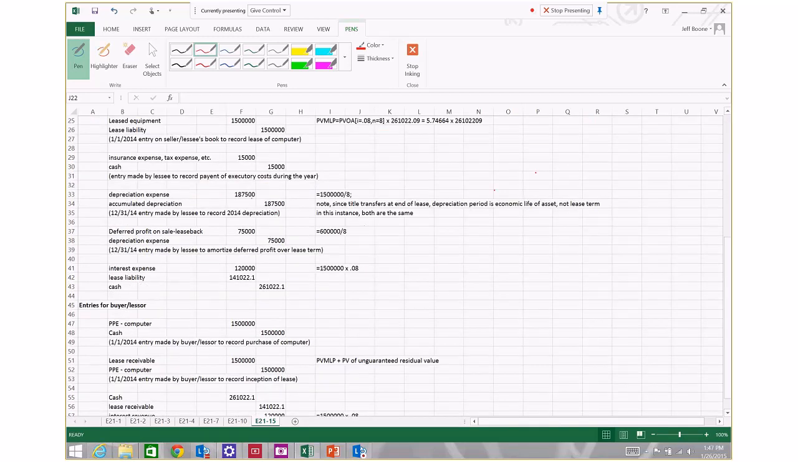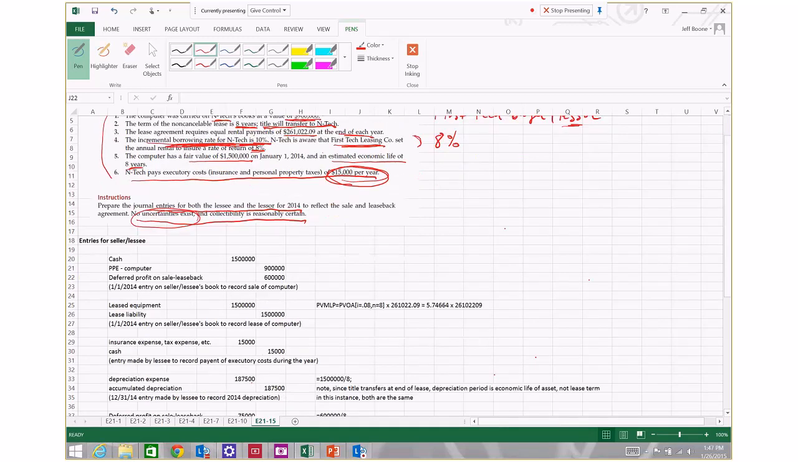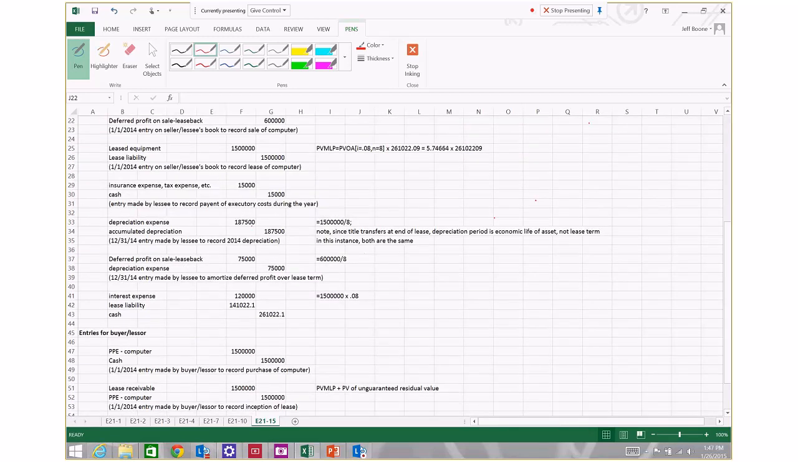Okay, so at the end of 2014, December 31st, 2014, the lessee, the seller lessee Intech, is going to go out to their mailbox, open the mailbox, and they're going to find a check in the mail. I'm sorry. The lessee is going to write the check for $261,022.10, and they're going to drop it in the mail on December 31st, 2014. Credit cash for the amount of the required lease payment.